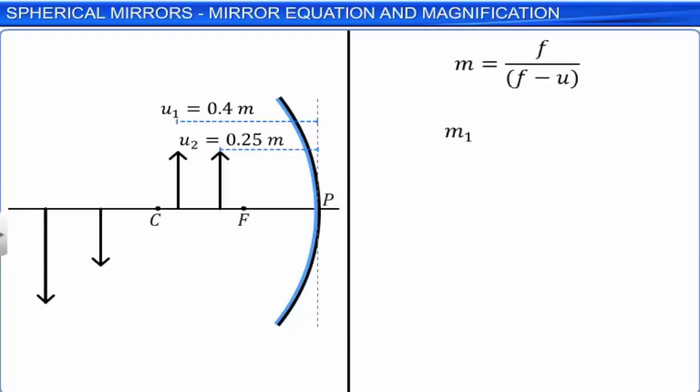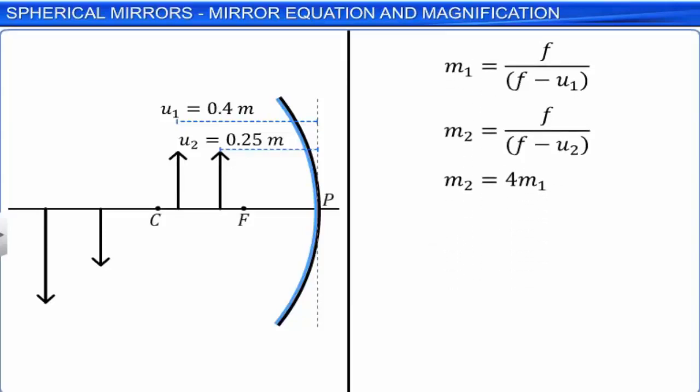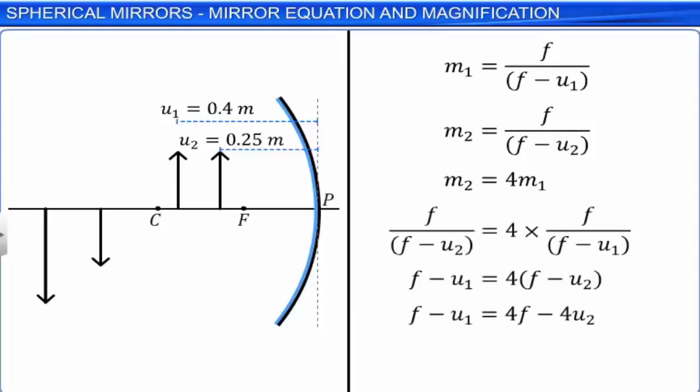That can also be written as m2 is equal to 4 into m1. On substituting the values of m1 and m2 from the above equations and on further simplification, we have 3f is equal to 4u2 minus u1. When the values of u1 and u2 are substituted, we get f is equal to minus 0.2 meter.